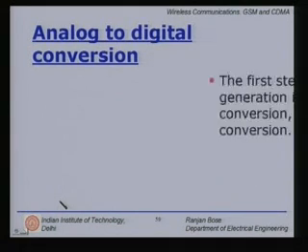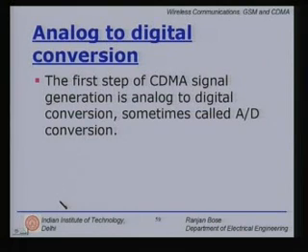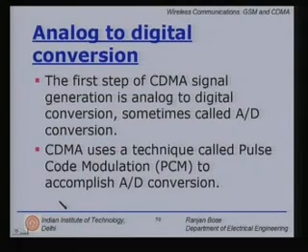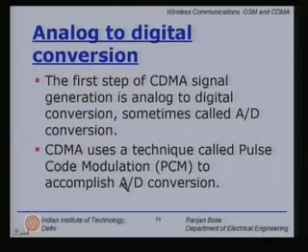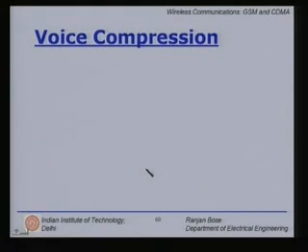First, the analog to digital conversion. Clearly, the first step of CDMA signal generation is analog to digital conversion, called A to D conversion. Now, CDMA uses a technique called PCM or pulse code modulation to accomplish this A to D conversion. That is a standard, but PCM can have different number of bits per symbol, and so we will talk about those also.